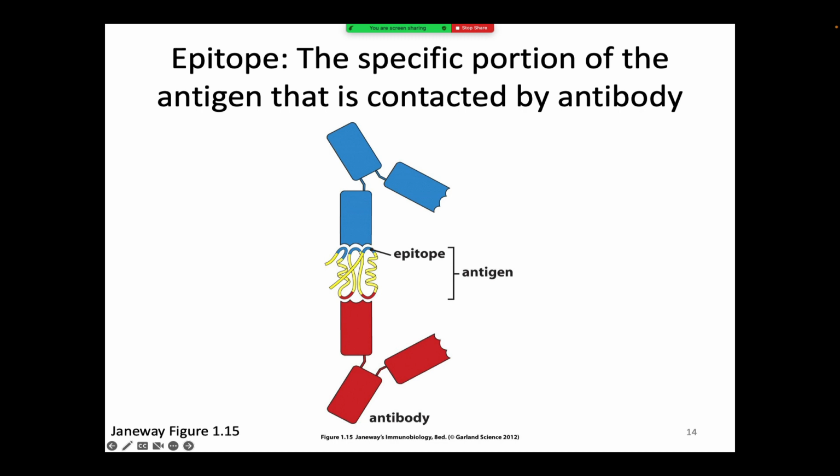What you can notice in this image is that our one antigen has two totally different epitopes. It has this blue epitope with these three little humps, and it has this red epitope with these two little humps. And so two totally different antibodies can bind to this antigen because they bind to different epitopes.